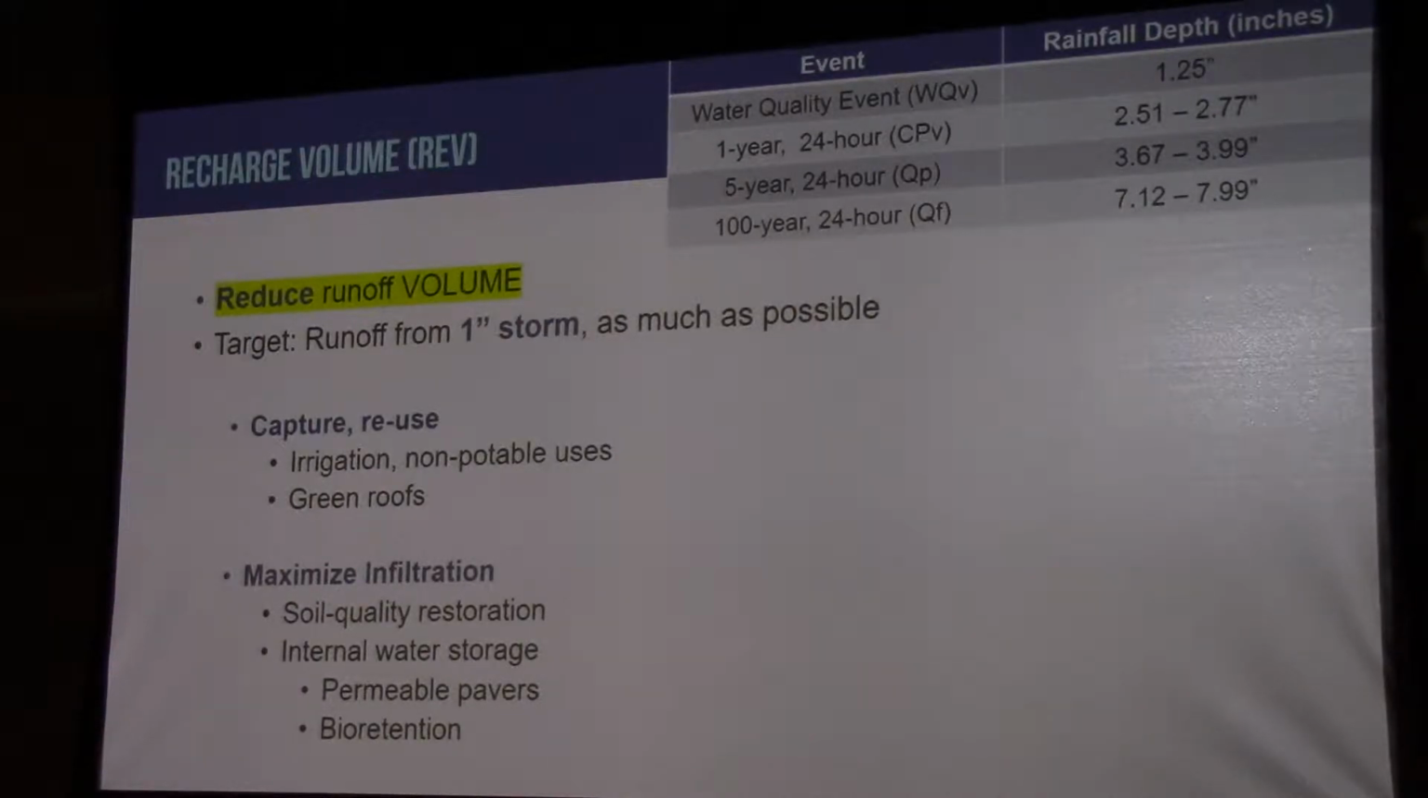And the ways you can do that, you can do things like capturing that water and reusing it. You can capture it in cisterns and use it for irrigation, for non-potable uses. You can use green roofs to capture it and use it to water the plants there. Also maximizing infiltration on site through either soil quality restoration or what we call internal water storage, where in systems like permeable pavers or bioretention, you design it so it always holds a permanent amount of water in the rock chamber. So it either evaporates, gets treated, or gets used by the plant material.